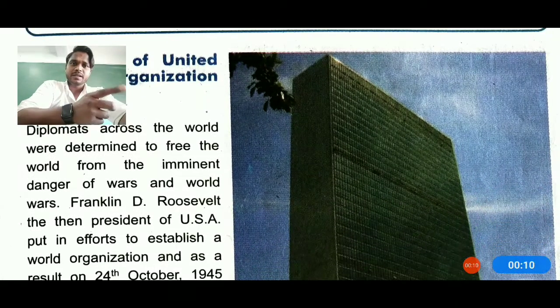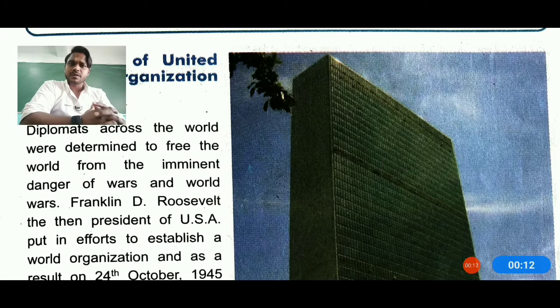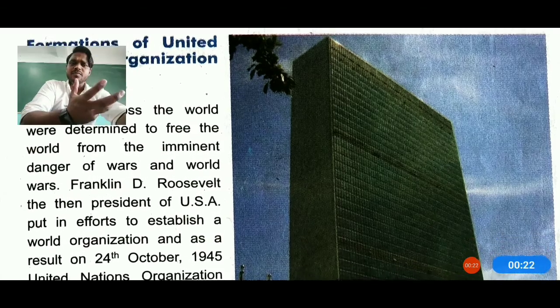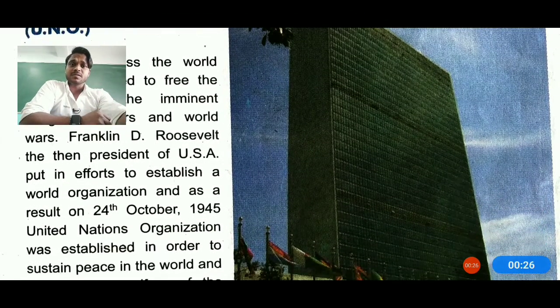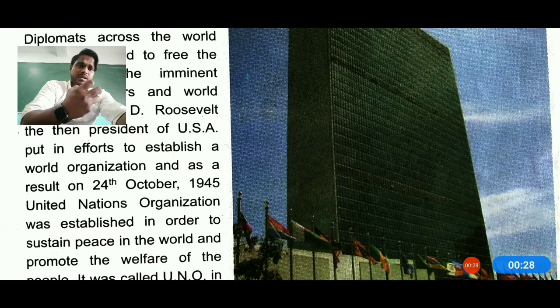Now you can see the building here. Diplomats across the world were determined to free the world from the immediate danger of world war and the war's effects. Therefore Franklin D. Roosevelt, who was the president of the USA, put in effort to establish the world organization. Why was it made? It was made to make this world more peaceful, more loyal, a place where people can live more comfortably.